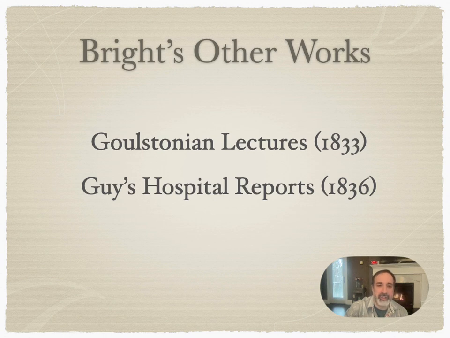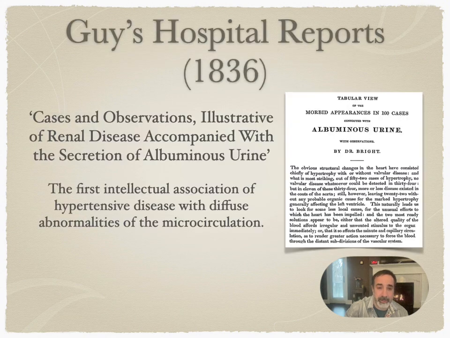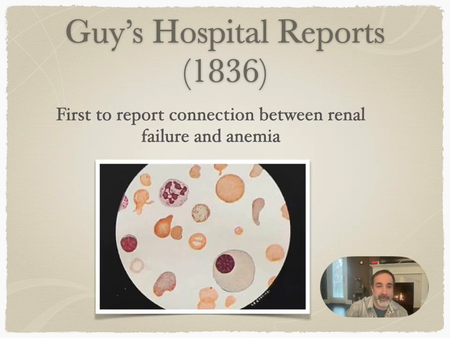Bright would publish 2 other seminal works at Guy's Hospital in the years that followed, Goulstonian Lectures and Guy's Hospital Reports. It's worth appreciating that in Guy's Hospital Reports, he adds to his litany of intellectual accomplishments in our understanding of the kidney and disease. In it, he emphasizes the association of kidney disease with a laboratory abnormality, albumin in the urine. And he makes the first intellectual association of hypertension to microvascular abnormalities. In addition, he is the first to report a connection between renal failure and anemia, as depicted in this early illustration of a peripheral blood smear as seen through a microscope.